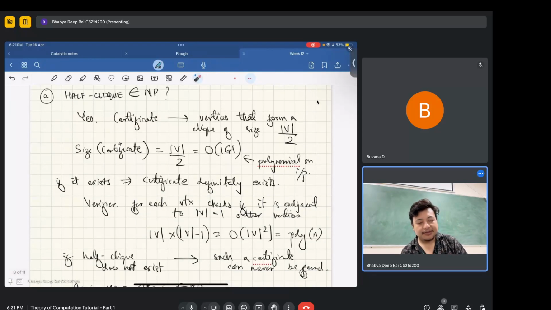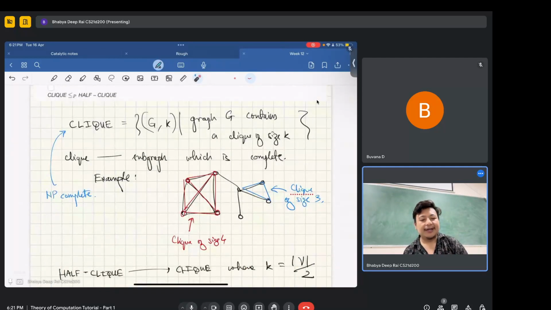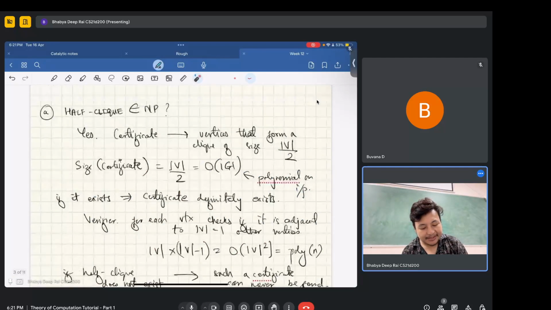So I tell you that a click exists there and you are not convinced. How do I show it? For example, in this graph you are not convinced that there is a click of size 4. How do I convince you? Well, I give you each of these vertices, and let's say they are labeled 1, 2, 3, 4, 5, 6 and so on. I tell you 1, 2, 5 and 6 form a click of size 4, and then you can check that all these vertices among themselves are adjacent to each other.